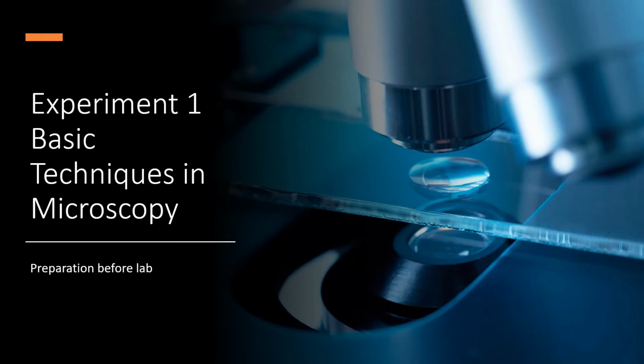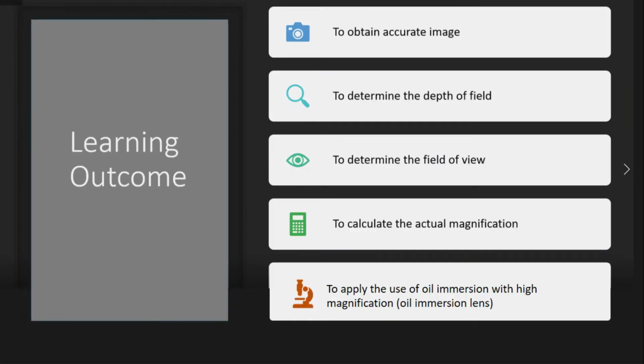Today's discussion, we're going to discuss Experiment 1, basic technique in microscope. On your screen now is showing the learning outcome of Experiment 1. We have 5 learning outcomes in this experiment, which is to obtain the accurate image, to determine the depth of field, to determine the field of view, to calculate the actual magnification, and to apply the use of oil immersion.